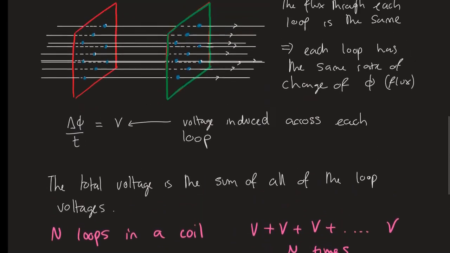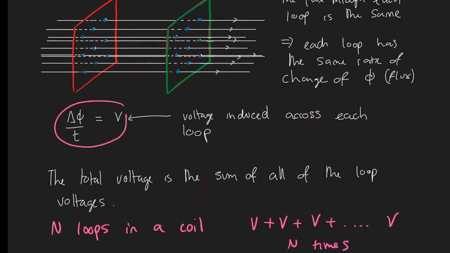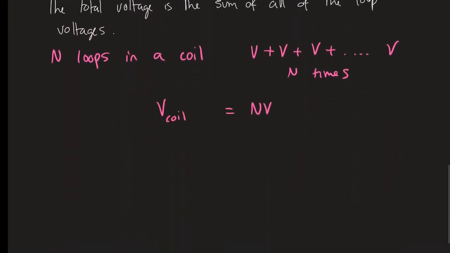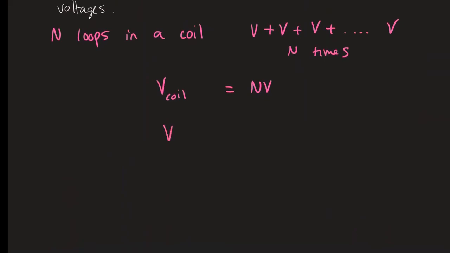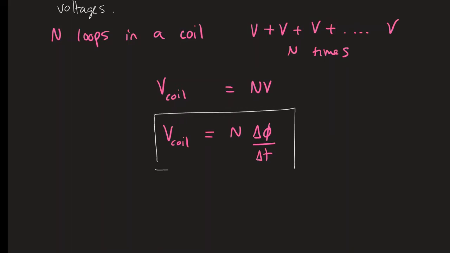If we go back though and look at this point, V is equal to the rate of change of flux, delta phi over delta t. So we can write this, V coil is N delta phi over delta t. That is a very important equation. That's essentially the equation that expresses Faraday's law. Again, we will get there very shortly.